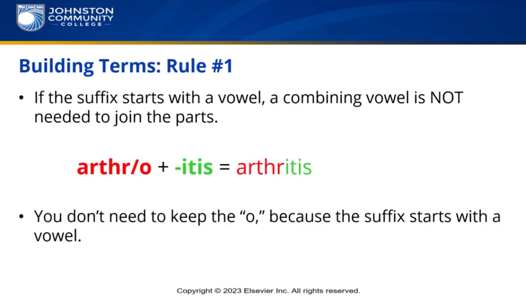Building terms rule number 1. If the suffix starts with a vowel, a combining vowel is not needed to join the parts. For example, here we have combining form arthro and itis. Because itis is our suffix and it begins with I, which is a vowel, we do not need that combining vowel O. Kind of think of those vowels as the glue to hold the word's roots to the suffix. If the vowel already exists, you'd have too much glue.